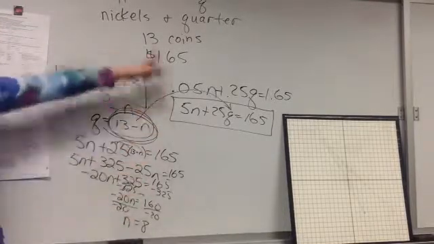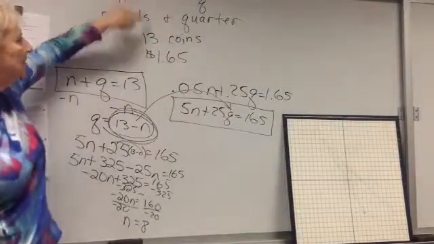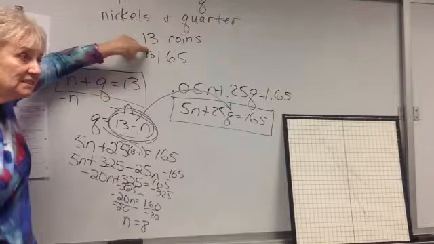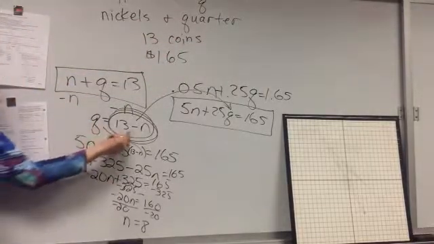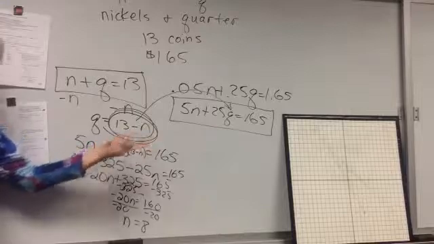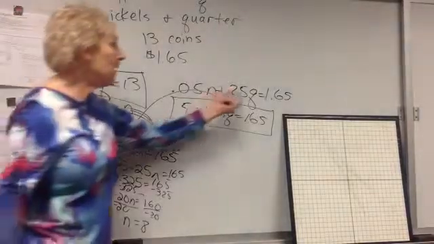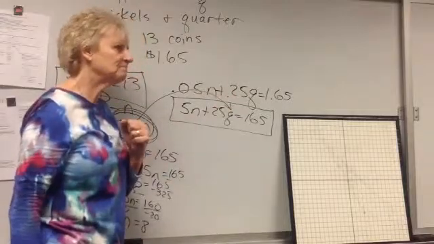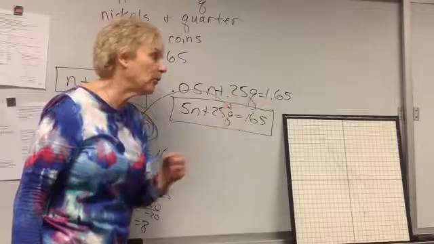All right, so if I have 8 nickels, and there's 13 coins, 5. Or just go in here, 13 minus 8, 5. I didn't know where the 25 came from. There's 25 cents in a quarter. Okay? If I had dimes, it'd be 0.10 or 10.